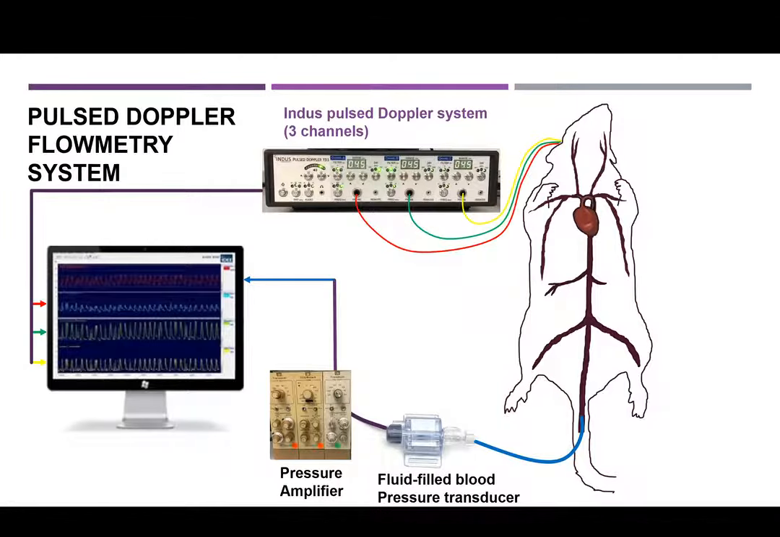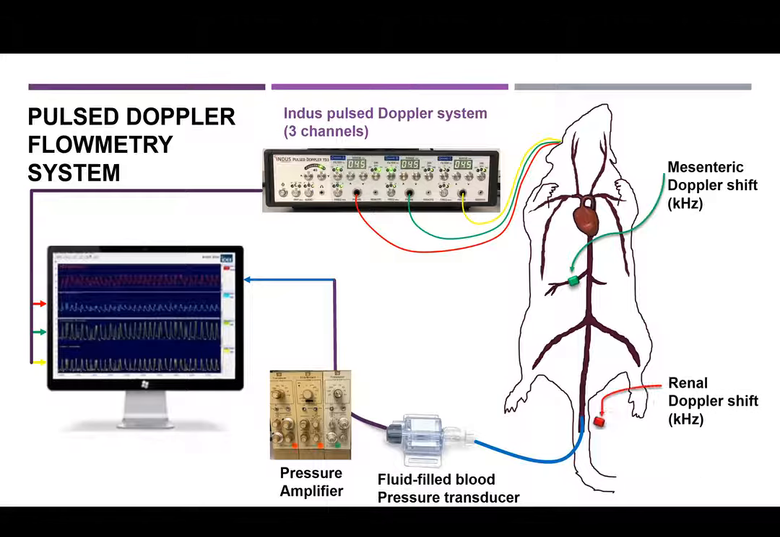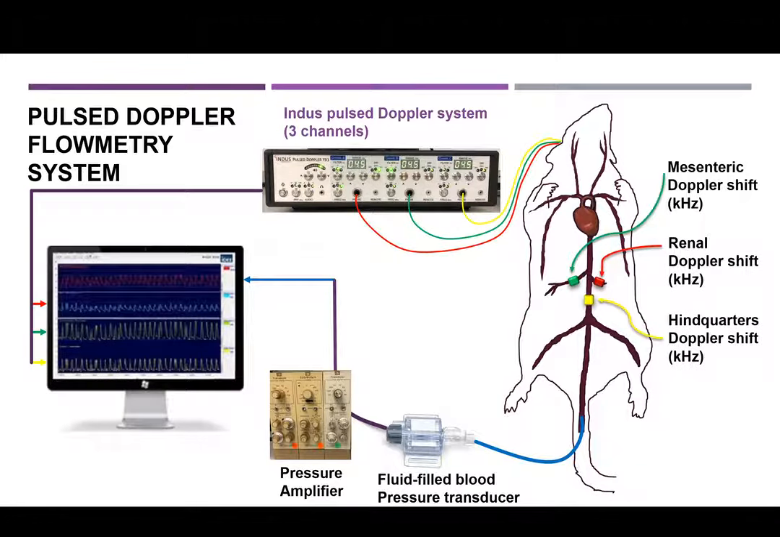And so this is what our system looks like. On the right, we have the rat who would have a laparotomy and expose the vasculature into which we'll implant 3 different flow probes. And so we implant around the mesenteric, around the renal artery, and just at the descending abdominal aorta, hopefully as close to the bifurcation as we can, we put in what we call the hindquarters flow probe. And then these are attached up to our pulse Doppler system.